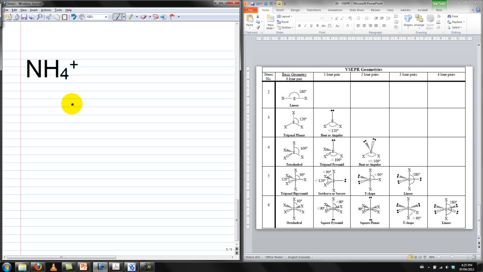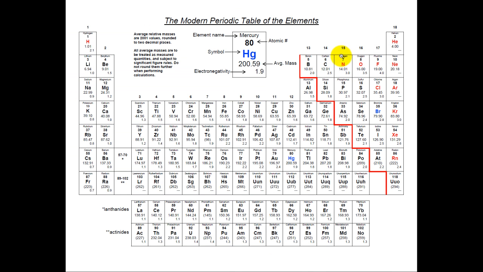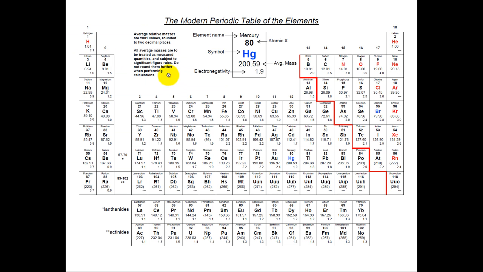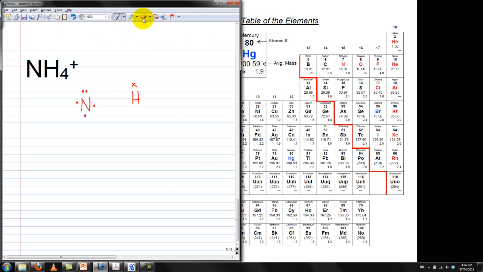Now nitrogen is in group number 15, or 5A, and thus must have 5 valence electrons. So here I've drawn nitrogen with its 5 valence electrons. Hydrogen, of course, is in group number 1 and has 1 valence electron. Now since there are 4 hydrogens, I'm going to draw them all around. Here's a hydrogen donating an electron here. Here's another hydrogen. Here's another hydrogen.